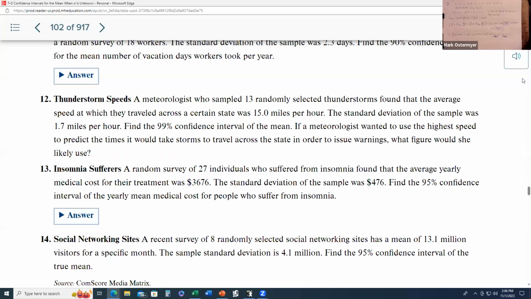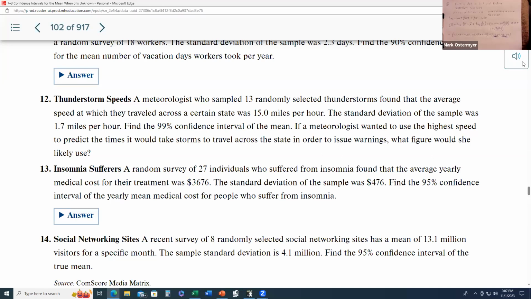Okay. So we'll call this the last classwork problem here for today. Okay, involving thunderstorm speeds. It says a meteorologist who sampled 13 randomly selected thunderstorms found that the average speed at which they travel across a certain state was 15 miles per hour. Standard deviation of the sample is 1.7 miles per hour. Find a 99% confidence interval of the average in which all thunderstorms would move across the state.